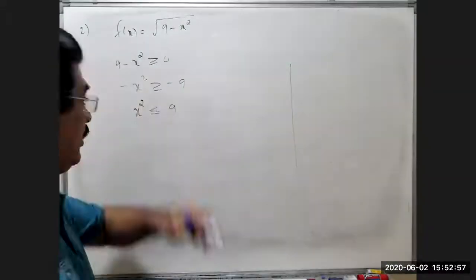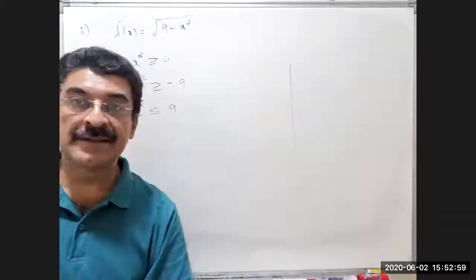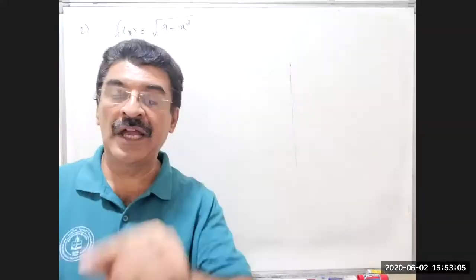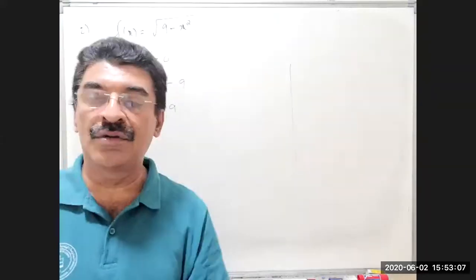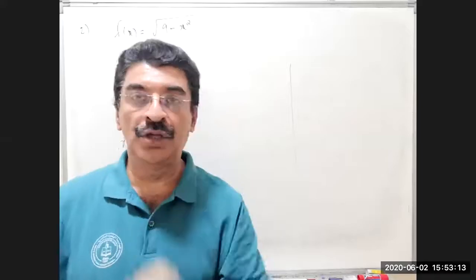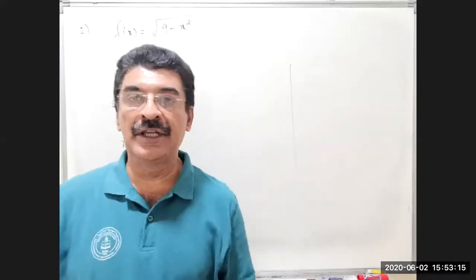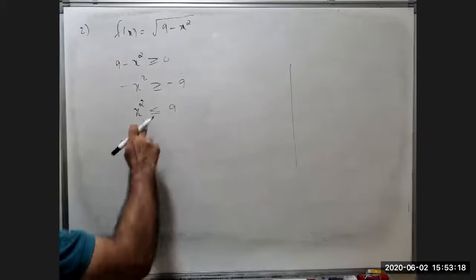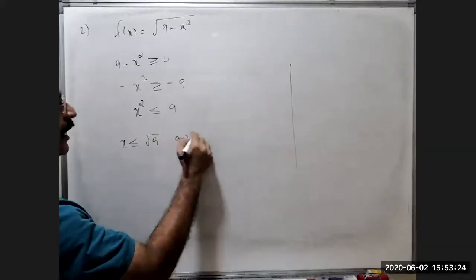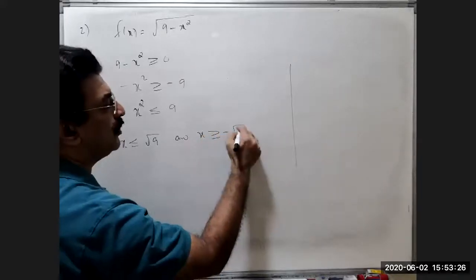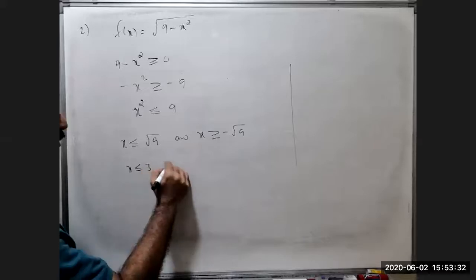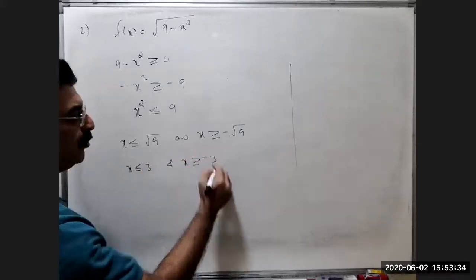Again, this we also discussed. x squared less than or equal to 9. Then x, by taking the square root, we have a positive square root and a negative square root. I gave it as a note: same inequality for the positive square root, opposite inequality for the negative square root. That means x is less than or equal to root 9 and x is more than or equal to minus root 9. So x is less than or equal to 3, x is more than or equal to minus 3.